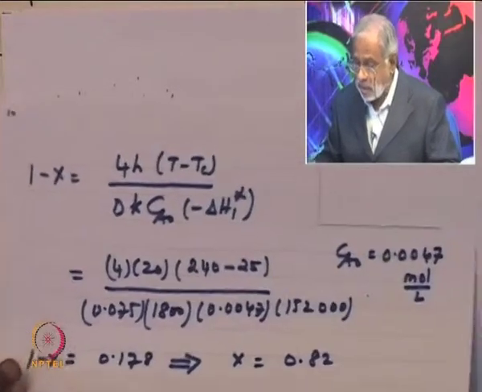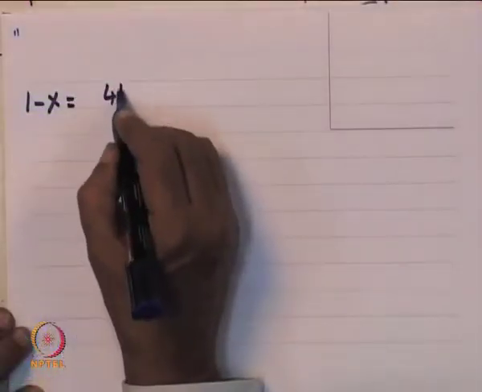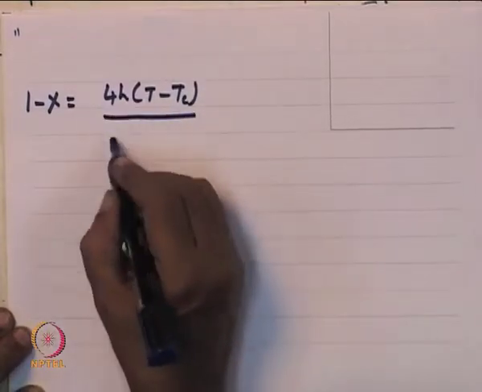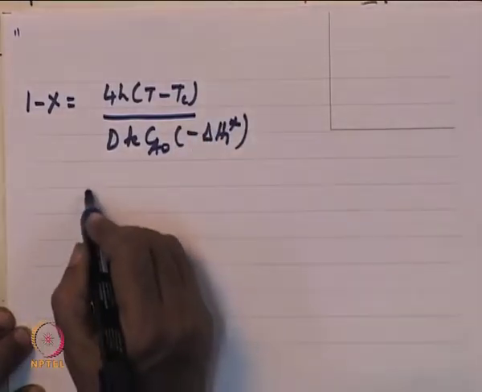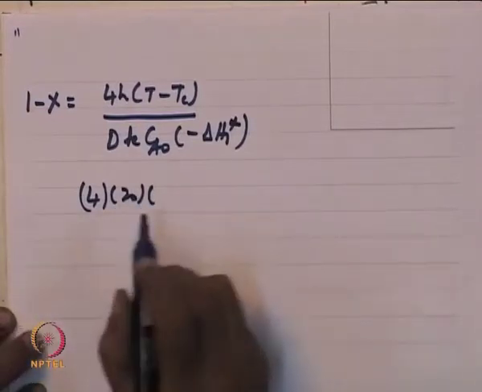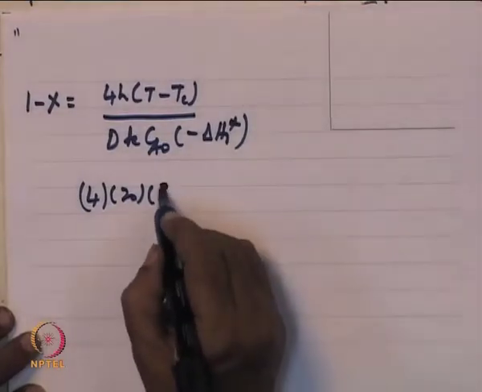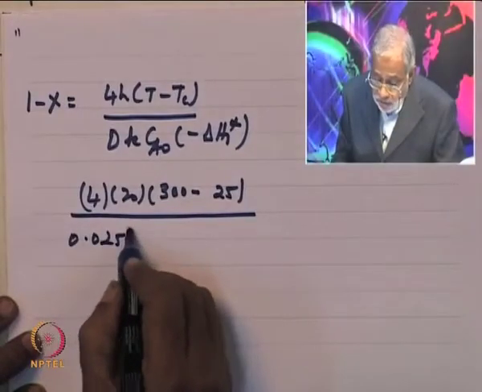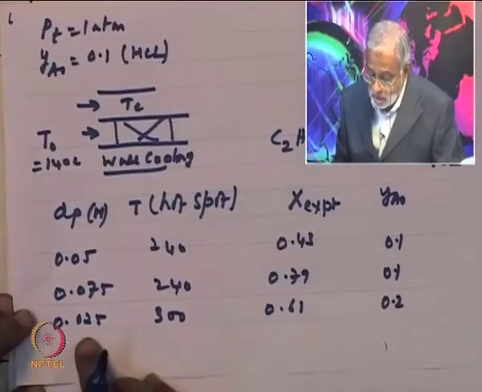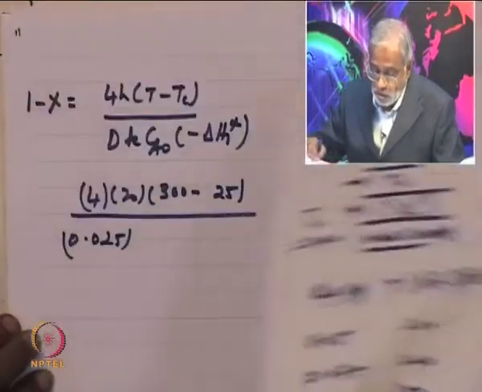Okay. Let us do one more calculation for this third set of data. Just bear with me for a little while, because it's an important point to be made here. So I'm sort of going through these calculations in front of you. So we have the third set of data. Once again, 1 minus x equal to 4h(T minus Tc) at hotspot, divided by D times k times CA0 times minus delta H. Okay. So I'm putting this as 4 times 20, and here the data says that it is 300 minus 25, divided by 0.025, the size of the particle, the pipe size is 0.25. Okay. So that is why it's 0.025.